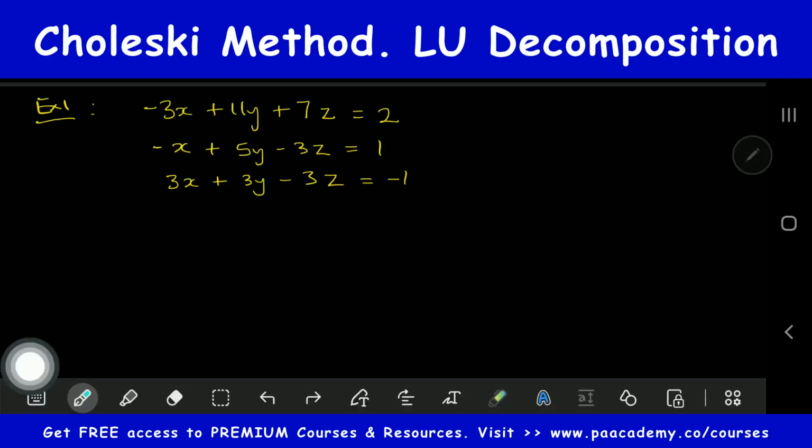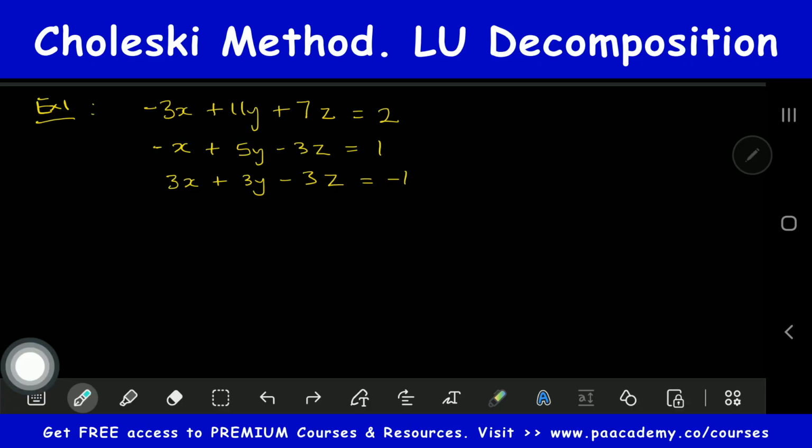So in the previous video we looked at how to solve a linear equation using the Gauss-Seidel method, and in this video we're going to be looking at how to also solve it using the Cholesky method. In this first video we're going to be using a similar example to the one we used in solving it using the Gauss-Seidel, just to show you the possibility of solving some of these questions using all of these methods.